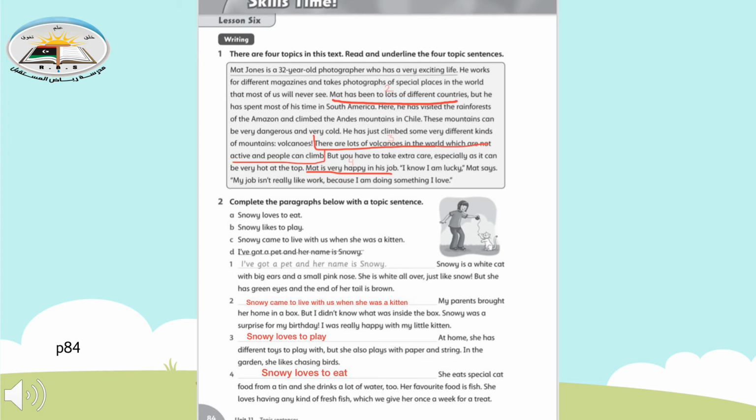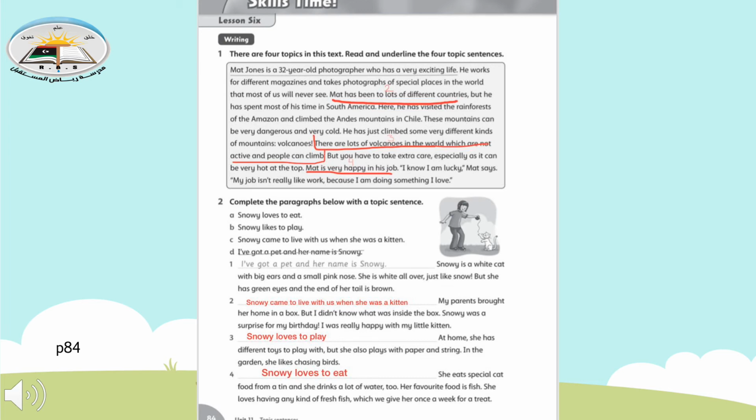Number 4, space. She eats special cat food from a tin, and she drinks a lot of water. However, her favorite food is fish. She loves having any kind of fish, which we give her once a week for a treat. So for 4, we have A. Snowy loves to eat.